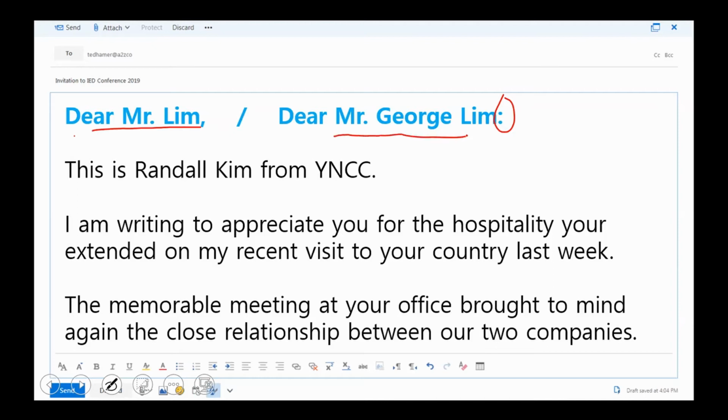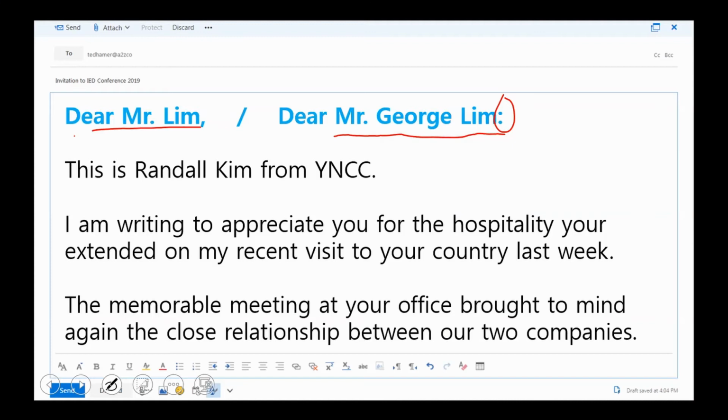I did want to point this out though. If you use somebody's full name and a colon, that is for a very formal email. If you're writing to somebody who's very important, maybe to the CEO of another company, or you're inviting a very honored or recognized speaker to speak at your conference, you might use the second example, using the full name with a colon. We'll talk about that more later on when we talk about salutations. Okay, so I would recommend Dear Mr. Lim. Then we have the first sentence here.